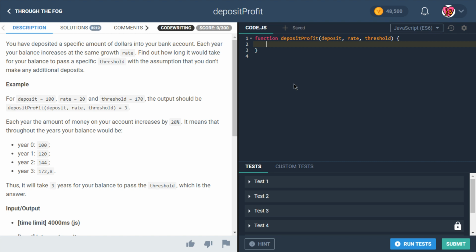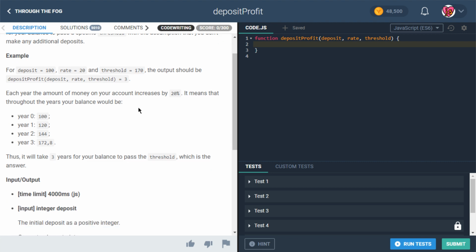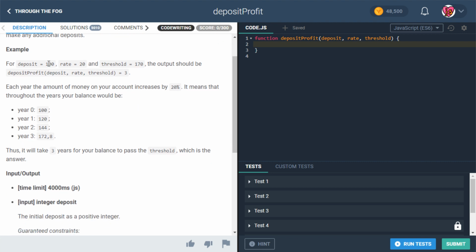So let's see. Basically, the idea, they want to know how many years is it going to take for it to reach or exceed the threshold. So in this case, 170. So they give us an example here. They say you invest $100 at a rate of 20% per annum. And we want to know how long is it going to take for that to reach or exceed $170. And they sort of give us these numbers over here.